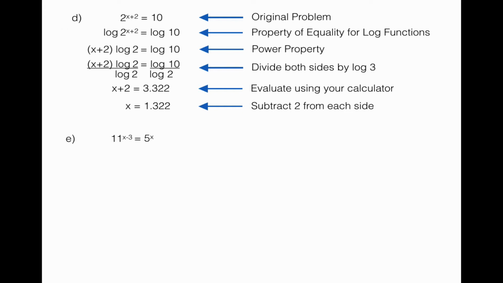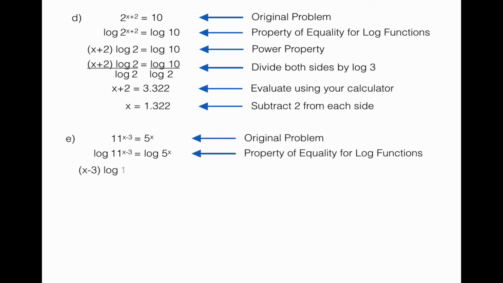All right, so one more like that. 11 to the x minus 3 equals 5 to the x. Uh-oh, so that's our original problem. We take the log of both sides like we've been doing. And what happens? Well, we use the power property to bring our exponents down. So we have this equation right here. And so, what should we do now?